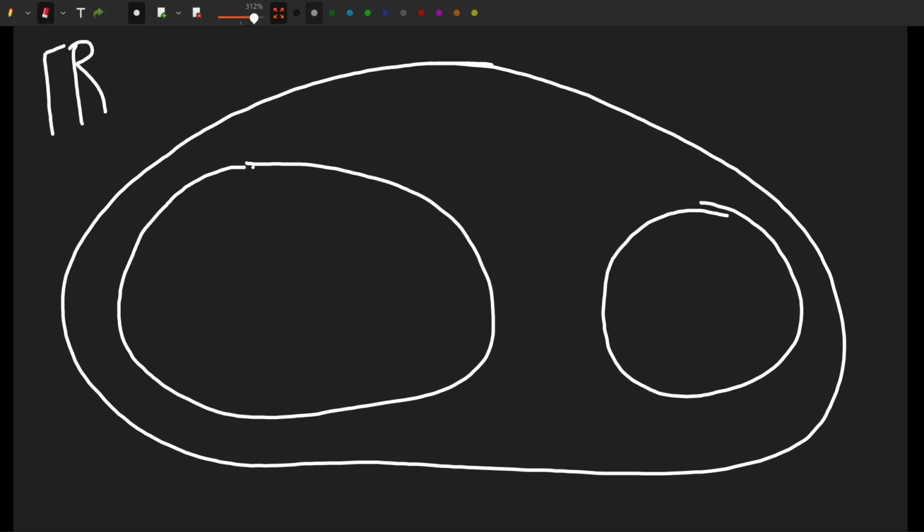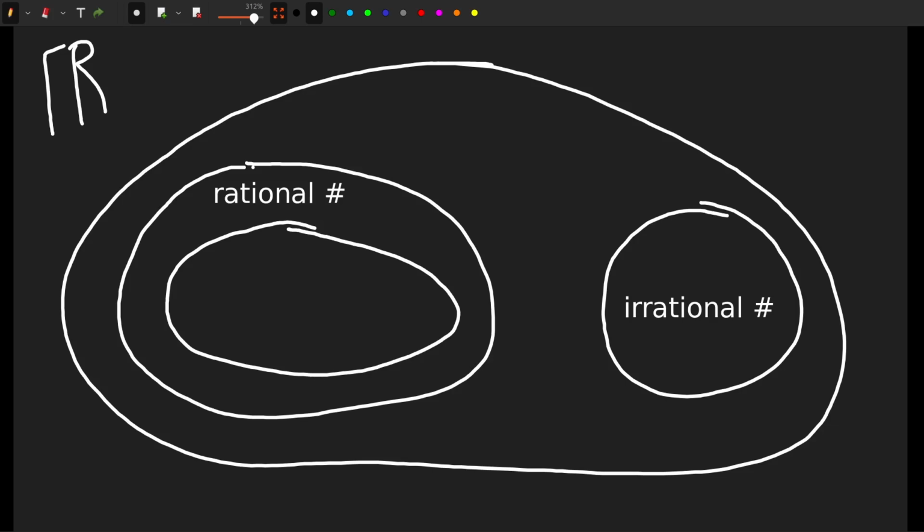So let me actually go ahead and remove this. Go ahead and start typing here. So this set is the irrational numbers. And then this set over here is the rational numbers. Now inside the rational numbers are the whole numbers. So inside here are the whole numbers. And then inside the whole numbers are the natural numbers.